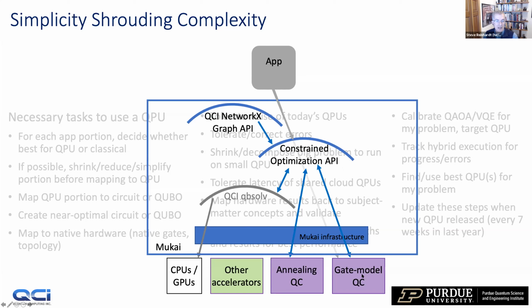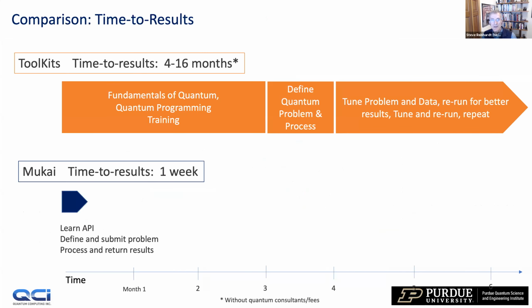So that's what Mukai does to simplify and offload that complexity from you as somebody wanting to move an application to a quantum computer. What does that buy me if I'm using Mukai? Well, our experience and the experience we hear about from early users is that to use the existing toolkits takes anywhere from 4 to 16 months. If I start out not a quantum computing expert, the time until I have an application running well on a quantum computer is 4 to 16 months.